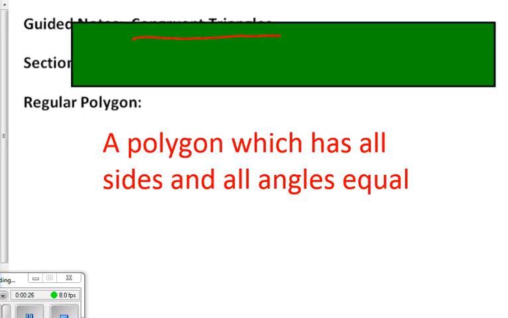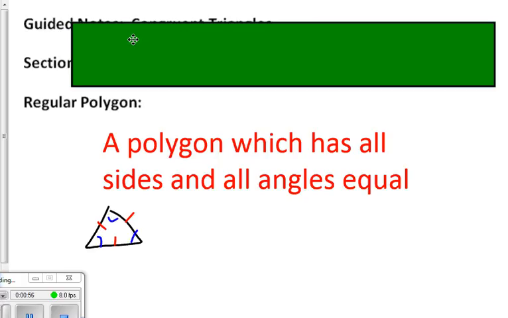A regular polygon is a polygon, or again, like a figure, so it's just an enclosed shape, a polygon which has all sides and all angles equal. So a regular polygon that has three sides, remember, a three-sided polygon would be a triangle. A regular triangle is what we call an equilateral triangle. We would say all sides are equal to each other and all angles are equal to each other.